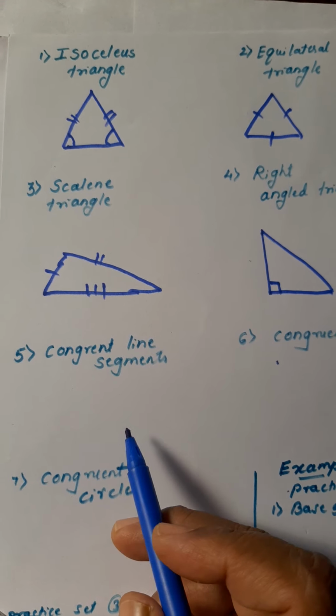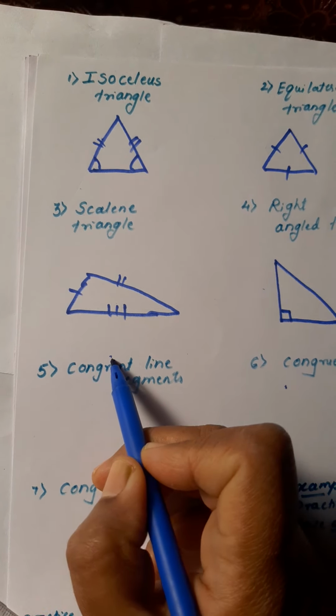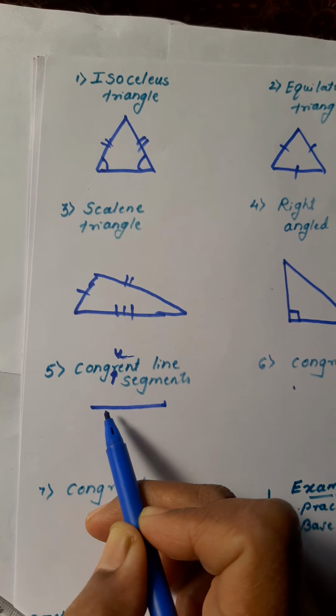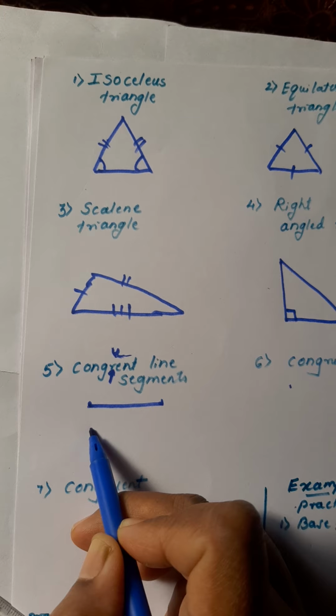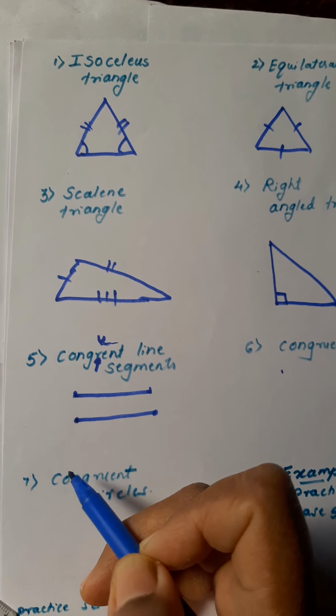Next, it is a point. It is a congruent line segment. Congruent line segments mean what? Okay, spelling. Congruent lines mean, for example, I have drawn this 2 centimeter line, and this is also a 2 centimeter line. Then these two lines are called congruent line segments.